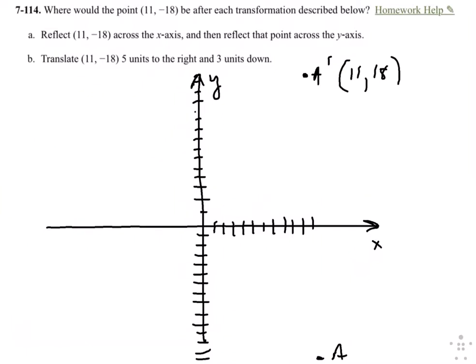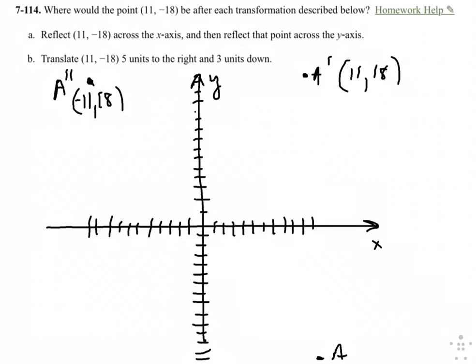So then I'm going to come across the y-axis, right? Which is going to be up here. And this is A double prime, which is at negative 11, 18. So the answer to part A is negative 11, 18.